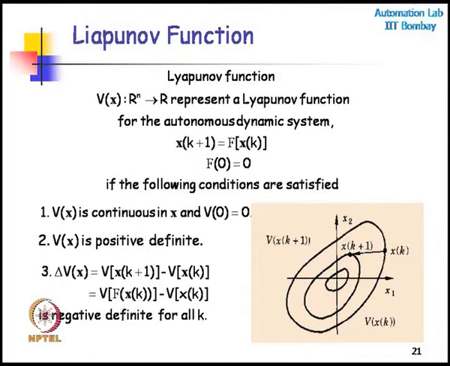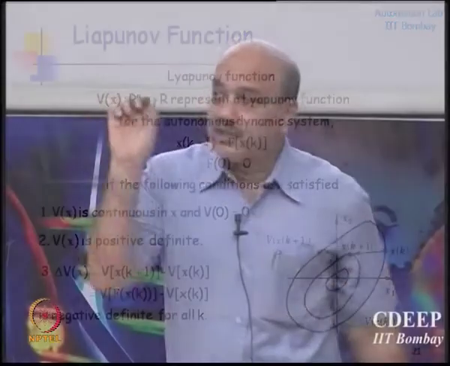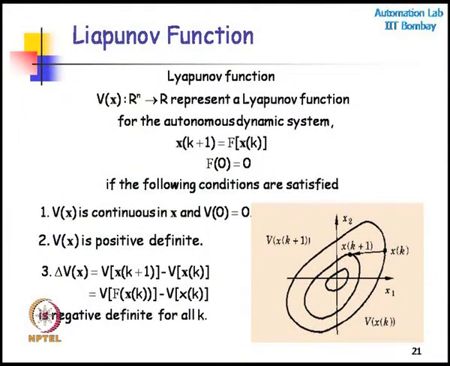Suppose the system gets trapped in a region where the value of V is not decreasing. If the value of V is not decreasing, then all that you can say is that your dynamics will keep hovering in the neighborhood of the steady state. The second situation is that this difference is strictly less than 0 every time. So what will happen every time? Every time it will move inside and inside, and finally as time goes to infinity, xk will collapse into the origin. So these are two different situations.